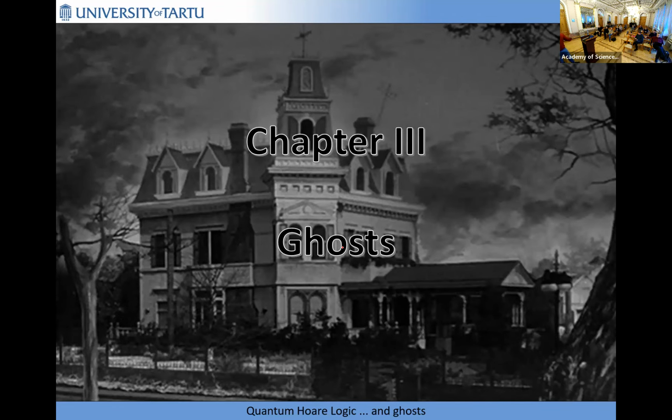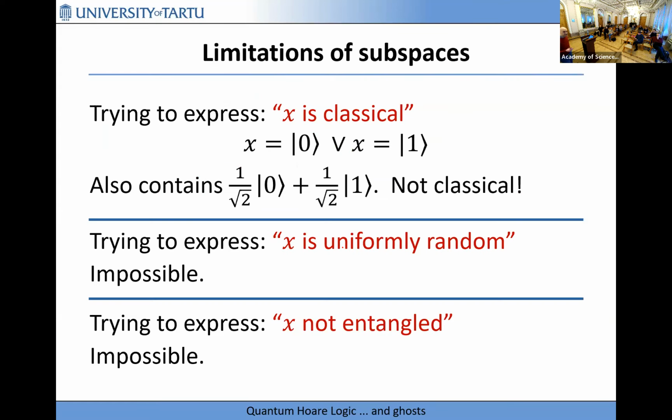Yeah, so I will now rush through chapter 3, ghosts, because that was in the title. This is a logic extension that I invented, and basically it expresses some of the things that were already mentioned. For example, there was the question: can we say x is 0 or x is 1, which we would like to mean that it's really one of those. So it is a classical thing.